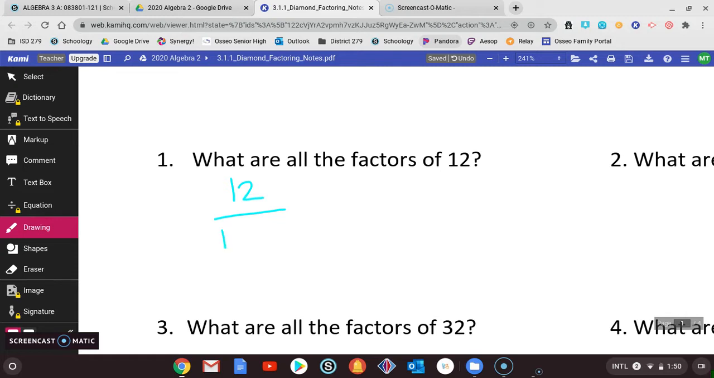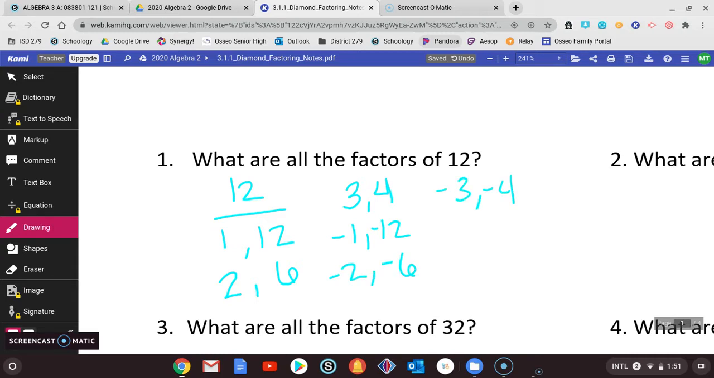So that would be 1 and 12, 2 and 6, and 3 and 4. Now, what also is true, so a positive times a positive is a positive, but also a negative times a negative. So that means negative 12 and negative 1, negative 2 and negative 6, and negative 3 and negative 4. So all of those are factors of 12.